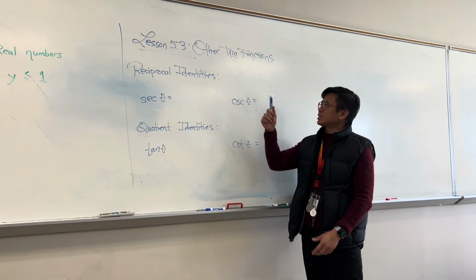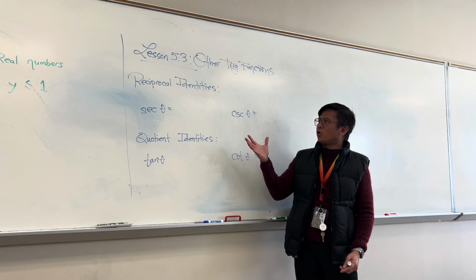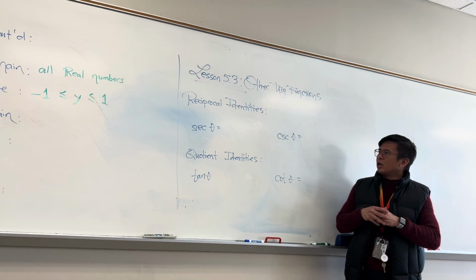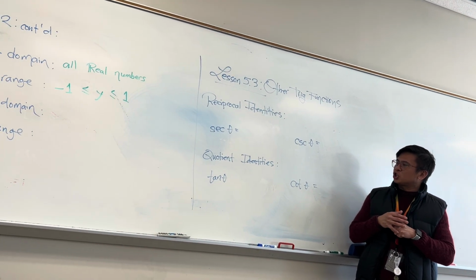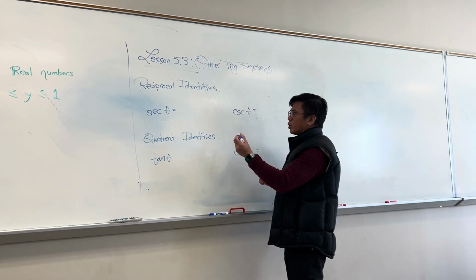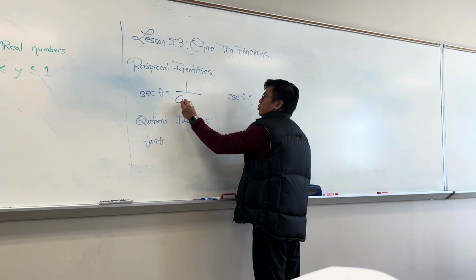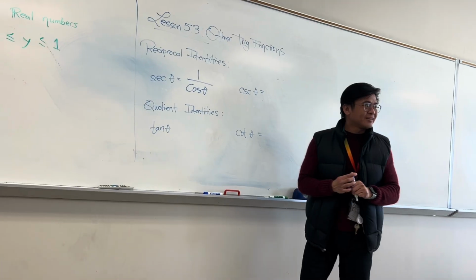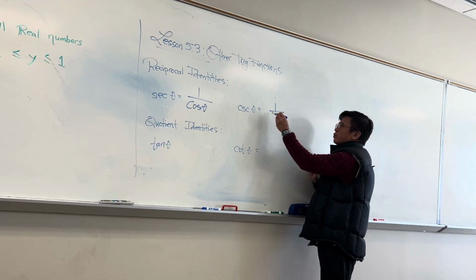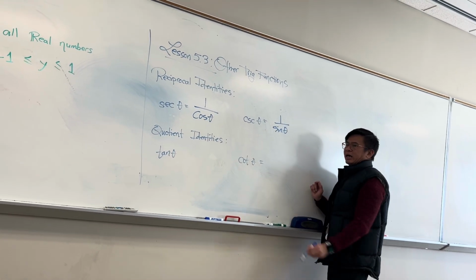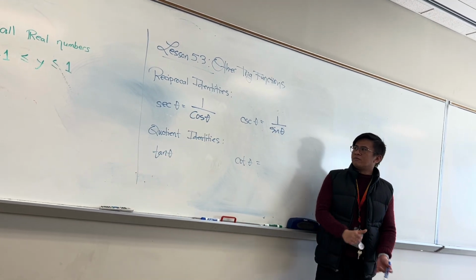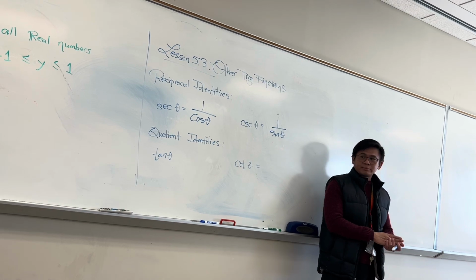All right, so let us now work on 4 different reciprocal and quotient identities, using and defining such other trig functions as follows. Secant is the reciprocal of cosine. Cosecant, however, is the reciprocal of sine. So once again, the reciprocal of sine is cosecant, and the reciprocal of cosine is secant.